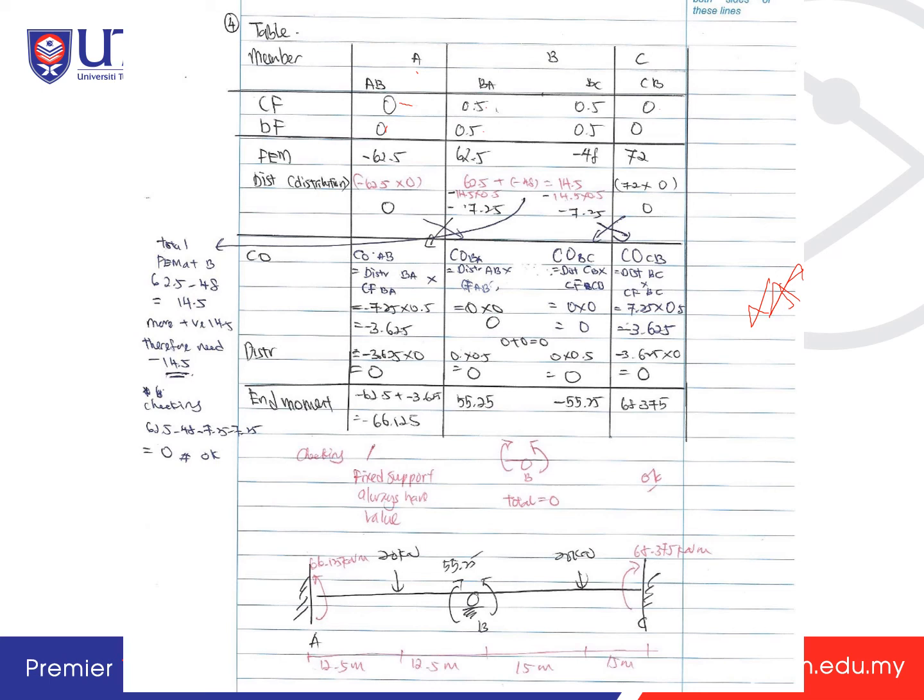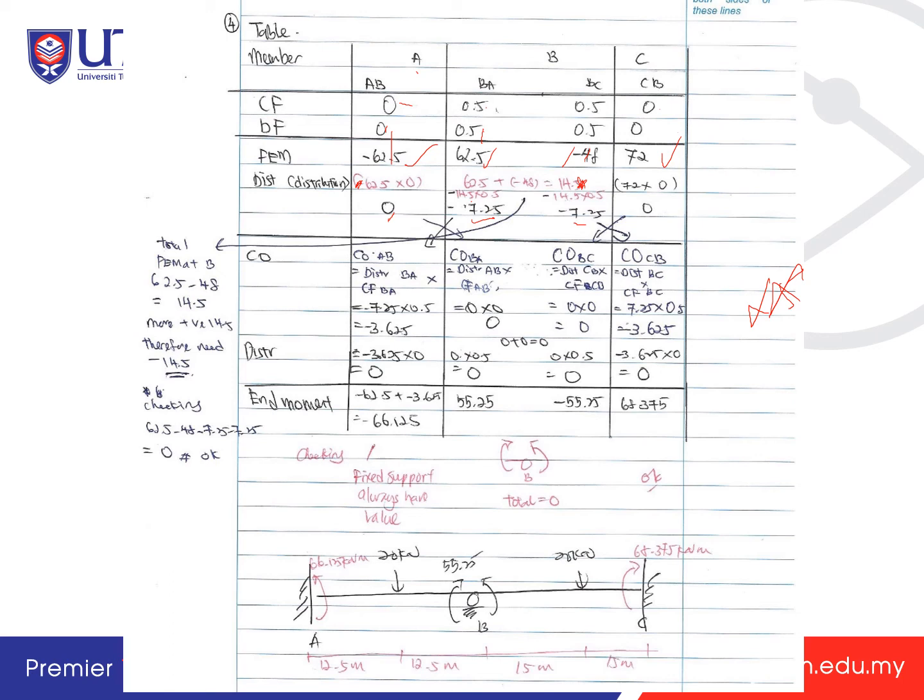Okay, so you put in the FEM value for this. Okay, then you will start to do the distribution. Okay, negative 62.5, you need another 62.5. So here have no negative. Okay, 62.5 times 0. Okay, the DF factor. So the distribution factor, this one. So you get 0. So 62.5 minus 48, then you will get 14.5. So you need negative 14.5 to balance it. So distribute to both BA and BC 0.5, 0.5, you will get negative 7.25 and negative 7.25.